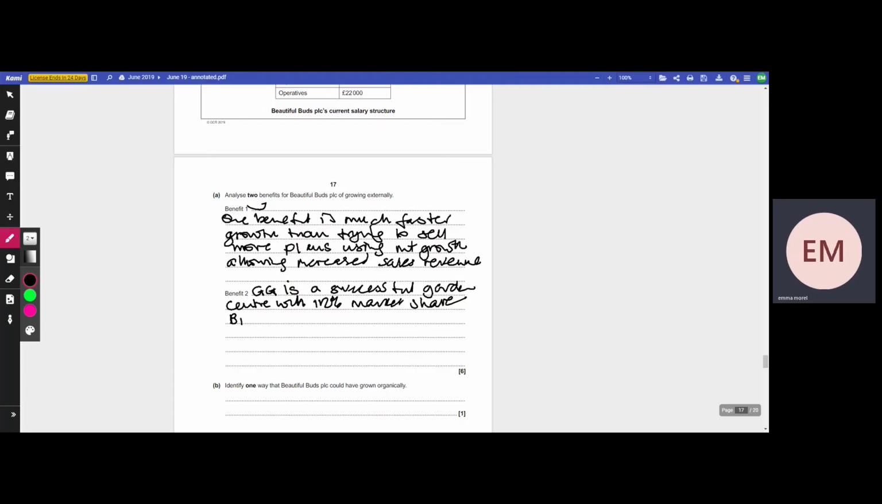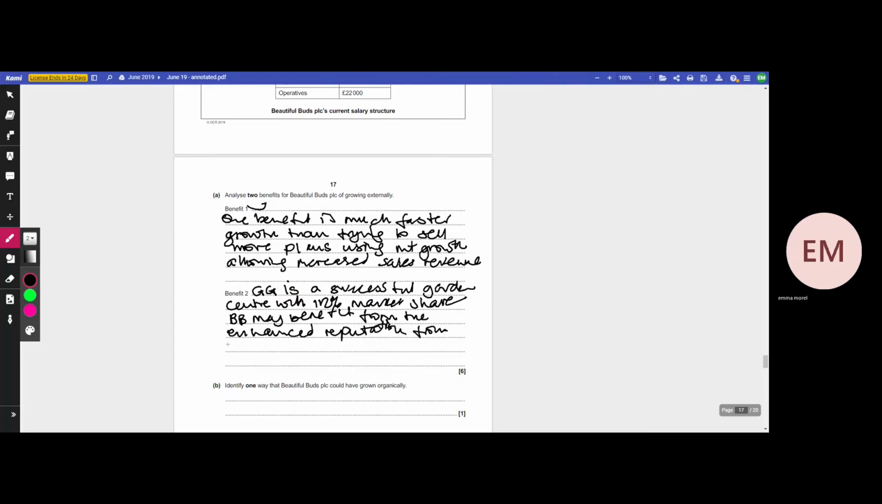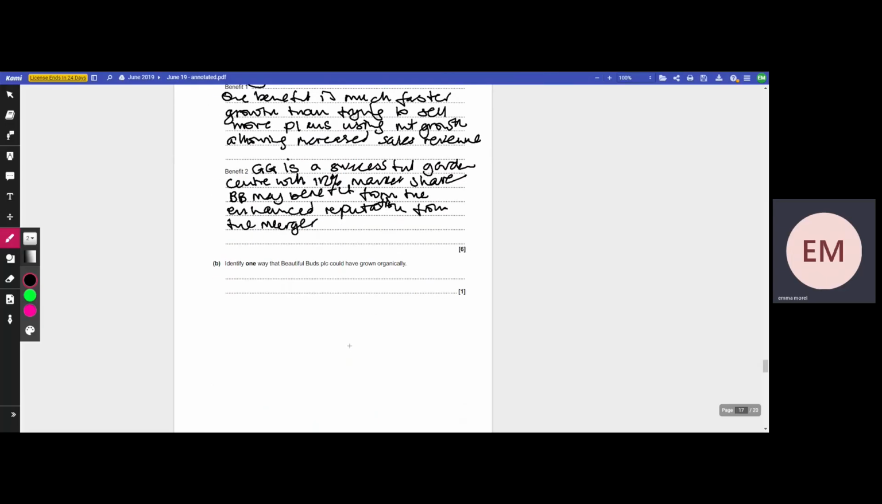So Beautiful Buds may benefit from the enhanced reputation from the merger. Okay, so my understanding is it's going to get a better reputation. I've said where that reputation is coming from, because they're a successful garden centre with 12% market share, and so they're going to benefit from the enhanced reputation from the merger.